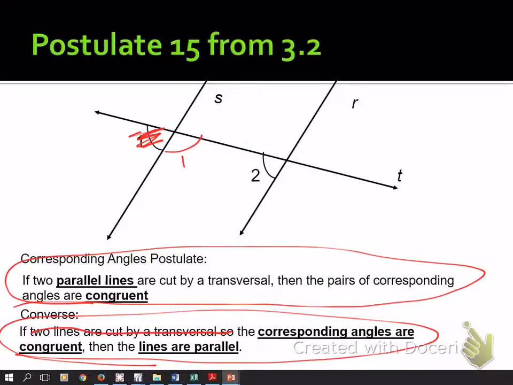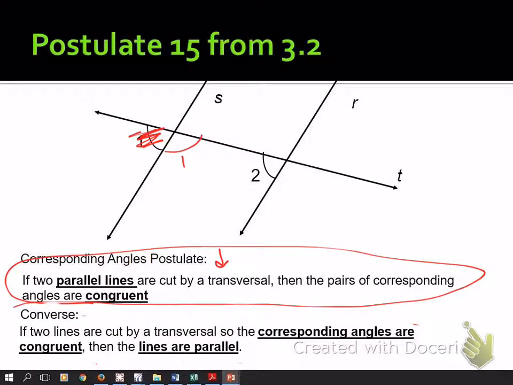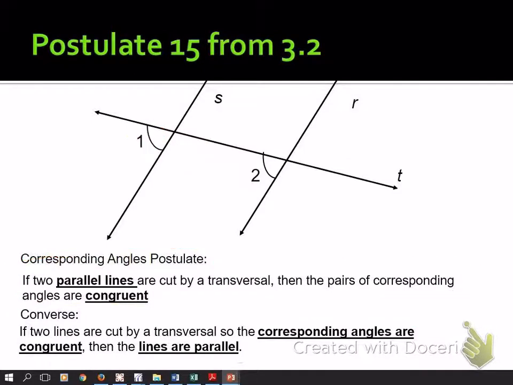In the first one, the actual postulate, that if-then statement says that if I know that there are two parallel lines with a transversal, then I can conclude that the corresponding angles are congruent. That is not what the converse says. The converse says that if I know the corresponding angles are congruent, so if I see a set of lines and a transversal and the corresponding angles are congruent, then I'll know the lines are parallel.